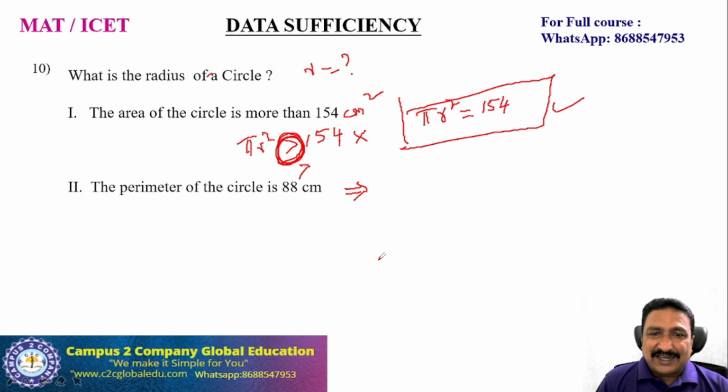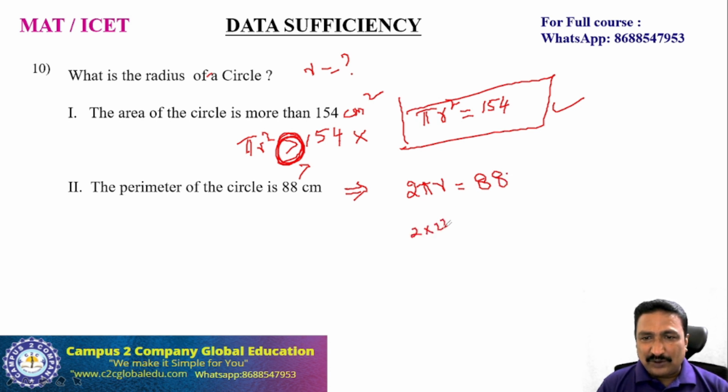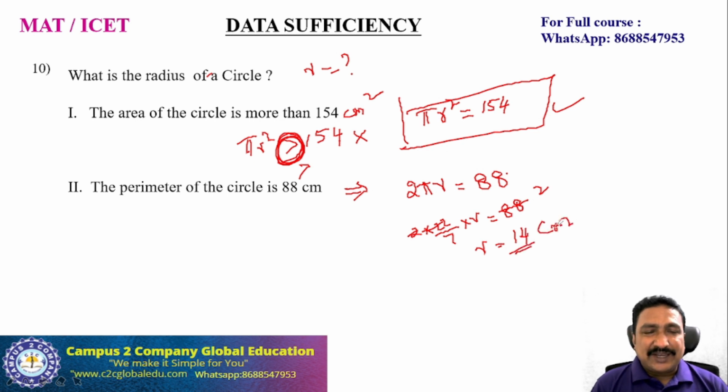The perimeter of the circle is 88 centimeters. So the perimeter of the circle is equal to 2 pi r. So 2 pi r is equal to 88. When 2 pi r is equal to 88, we can write 2 into 22 by 7 into r is equal to 88. So 22 2s are 44, which goes 2 times. So r is equal to 7 into 2, 7 2s are 14. According to the second statement, we can say the answer exactly. The radius of the circle is equal to 14 centimeters.